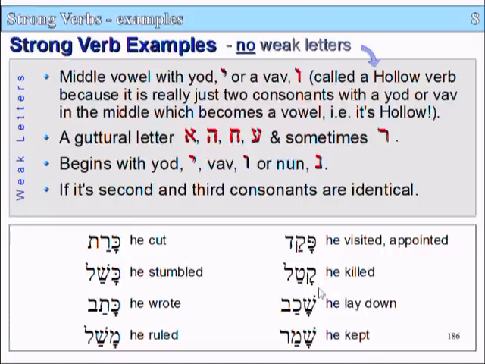Pakad, he visited. Katal, he killed. Shakav or Shachav, he lay down. Shamar, he kept. So these are all strong verbs, and they don't have any of these characteristics here.